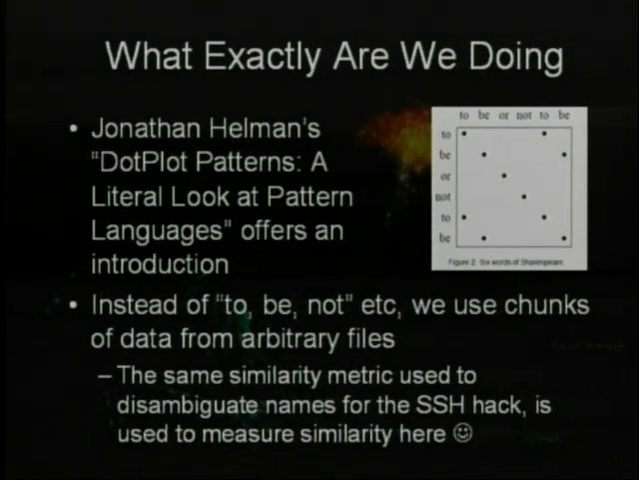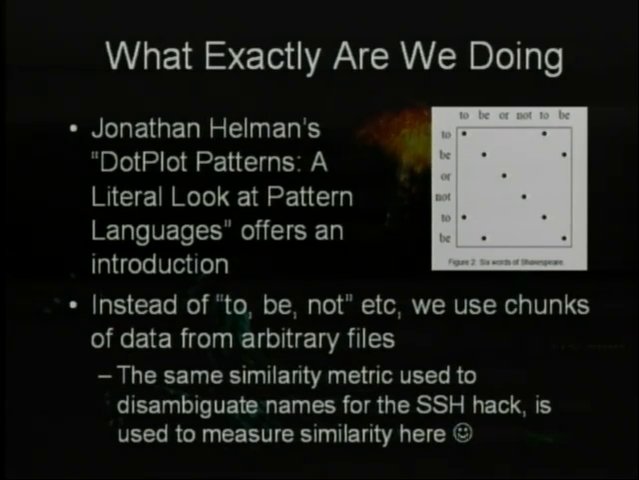Jonathan Hellman wrote this great paper called Dot Plot Patterns, a literal look at pattern languages. And this was his example. Take Shakespeare, to be or not to be. If we put that horizontally, and we put it vertically, and we put a dot whenever the same word is in that particular position, you'll see to, be, or, not, to, be, and there's going to be a diagonal line. Well, to be is repeated. So we have another diagonal over there, another diagonal over there.